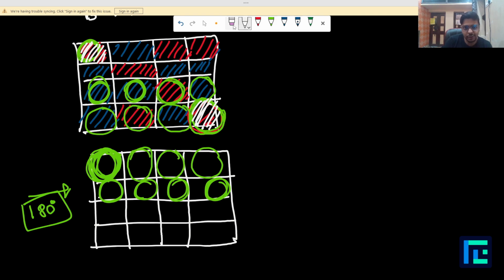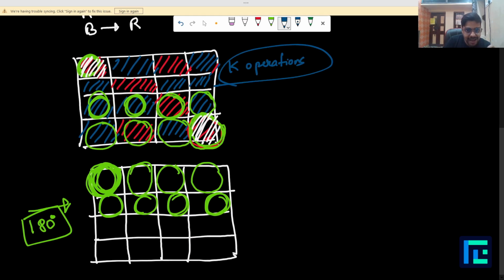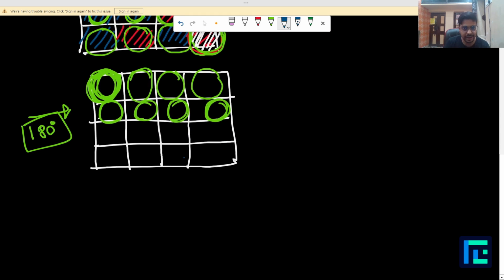Now, in one operation, what you can do is change the color of a cell. Let's suppose this cell is of color red. So in one operation, you can just remove this red color and change it to blue. This is what you can do in an operation. So the question demands that if you perform exactly k operations, then is it possible that the pattern matches exactly the same if you rotate the grid by 180 degrees? I hope the question is clear to each and every one of you.